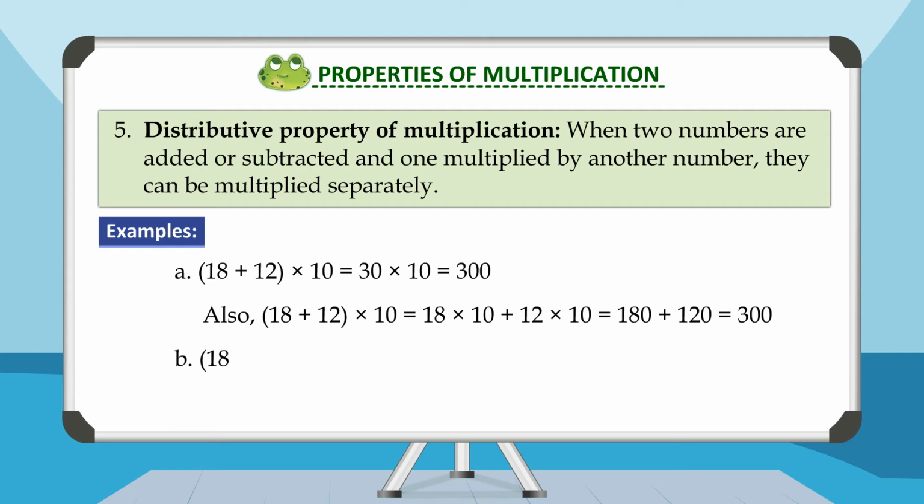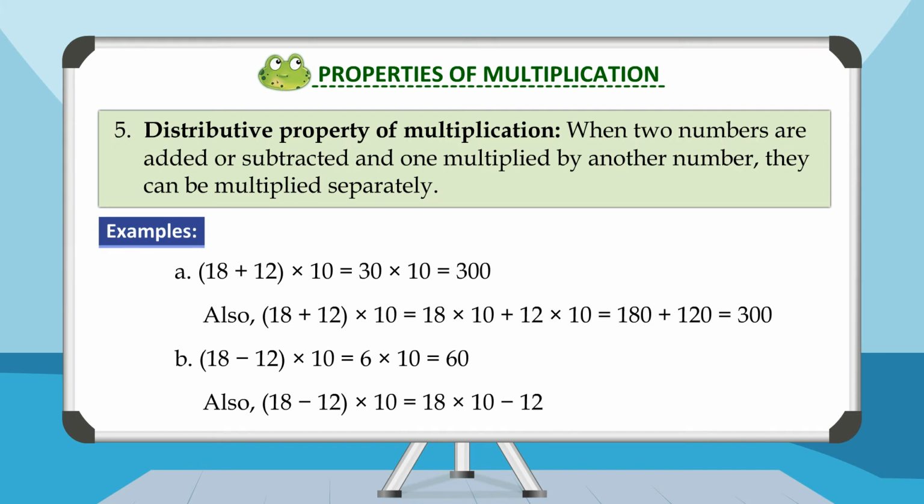B. 18 minus 12 in brackets into 10 is equal to 6 into 10 is equal to 60. Also, 18 minus 12 within brackets into 10 is equal to 18 into 10 minus 12 into 10, which is equal to 180 minus 120 is equal to 60.